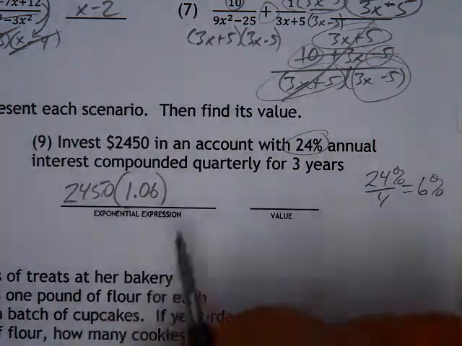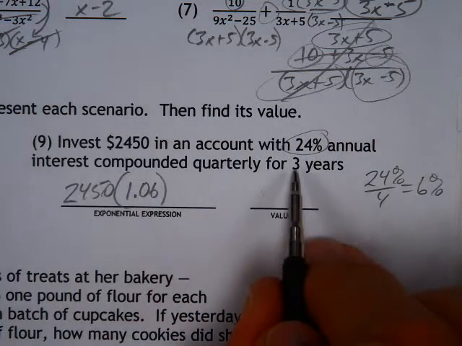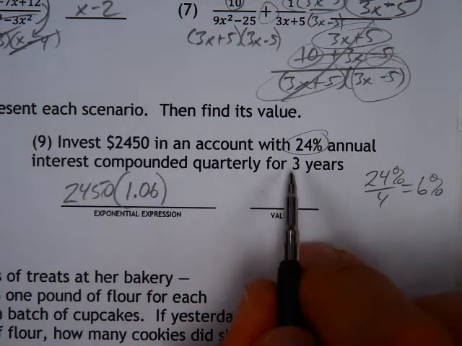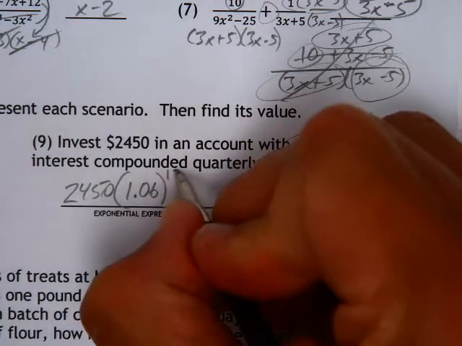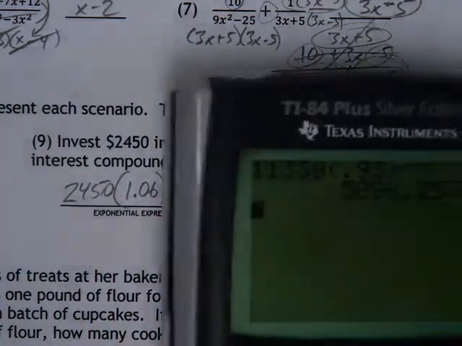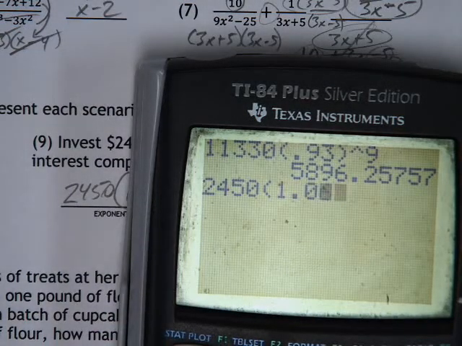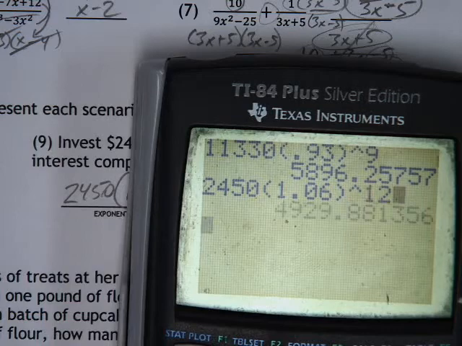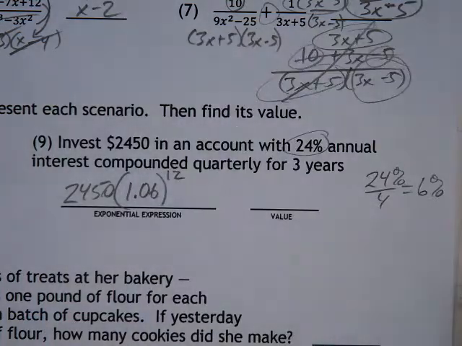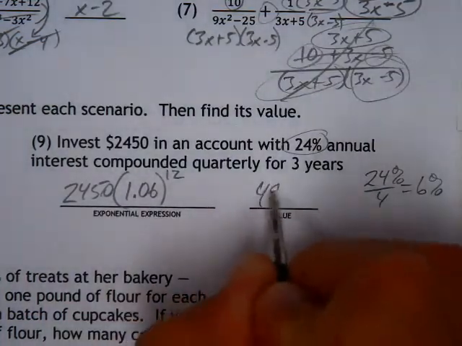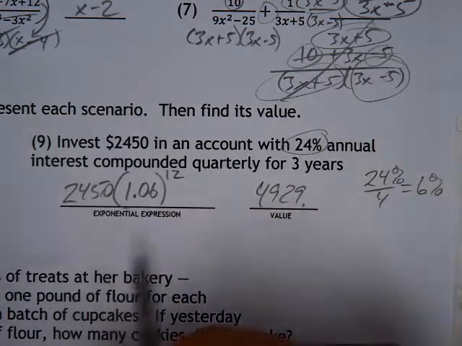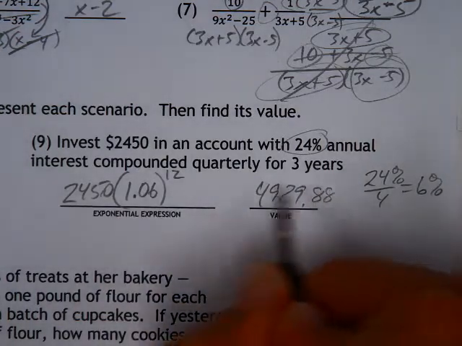But remember, that is quarterly interest, and we're doing quarterly interest for 3 years. That's 4 times a year we're getting paid for 3 years. So there's a total of 12 payments. We plug all that in, we get the 2450 times 1.06 raised to the 12th power. That's 49.88 cents. Don't lose those.